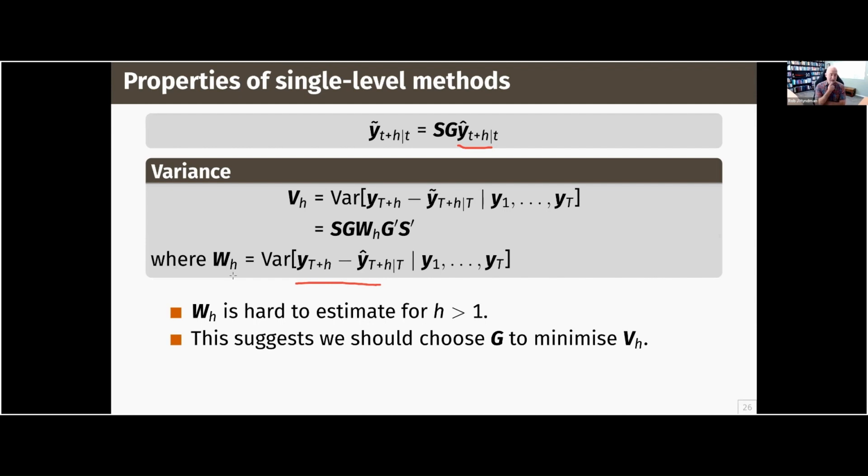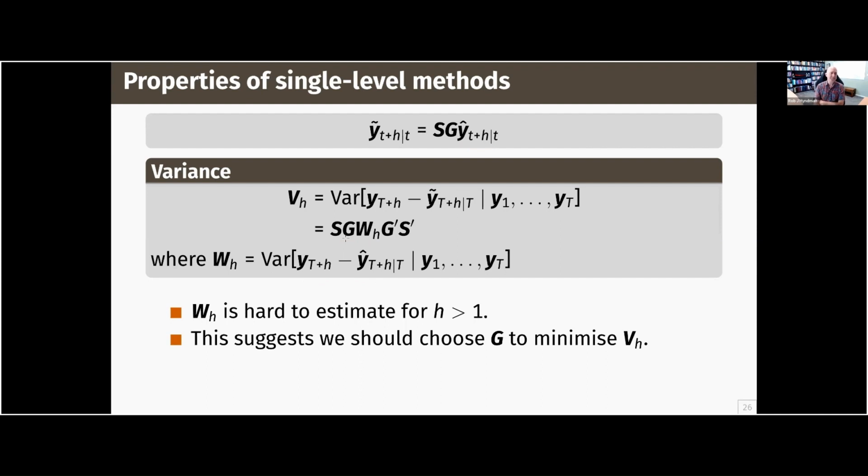It also suggests something: that it depends on the G matrix. So we can't do anything about S. We can't do anything about W. That's just where the forecasts come from. We can do something about G because we're choosing that. And it suggests that maybe we could think about getting the best forecast if we could find a good G matrix.